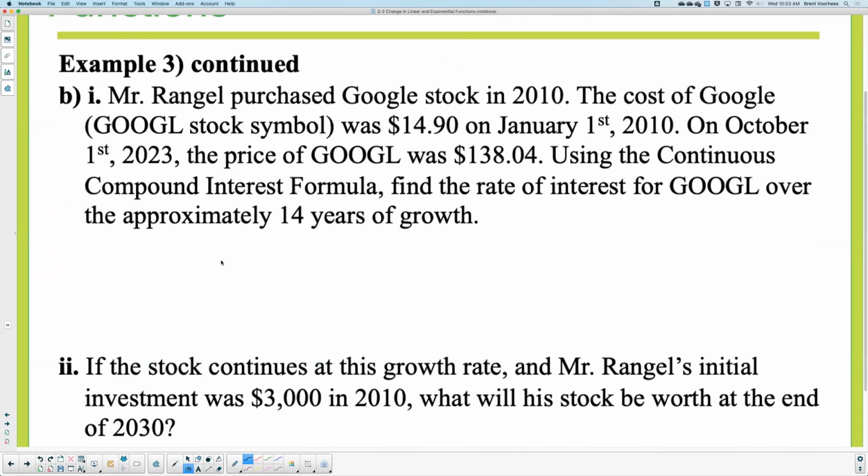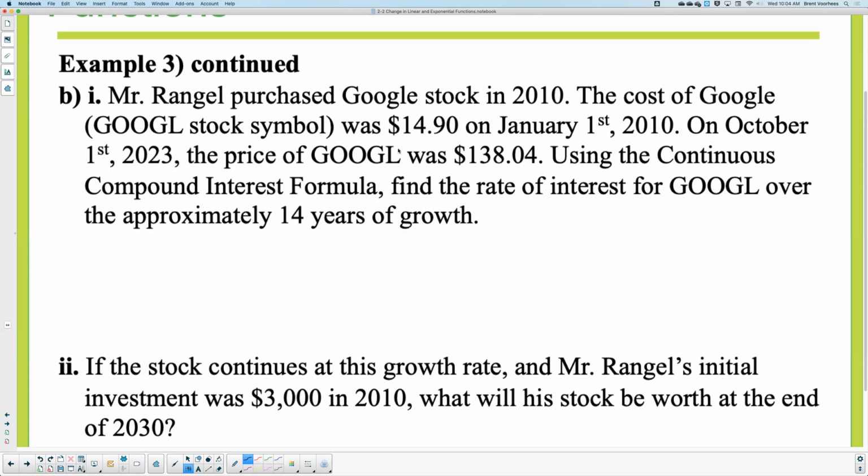It says, Mr. Rangel purchased Google stock in 2010. By the way, these are true numbers. These are not made up. This is true facts right here. Google has 2 different call signs. If you're ever interested in investments, you can look this up on your phone. I'll show you in a second how to do that. One's Goog and the other one's Googl, without the E. But that's what you look up.